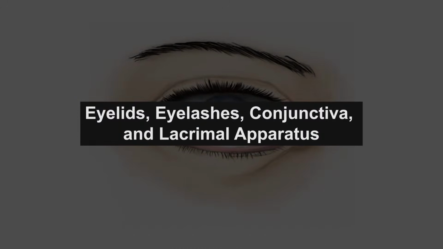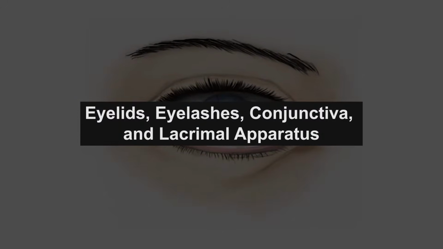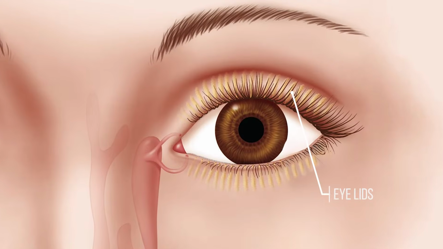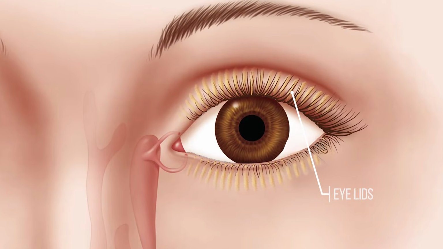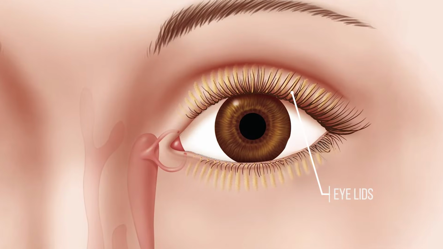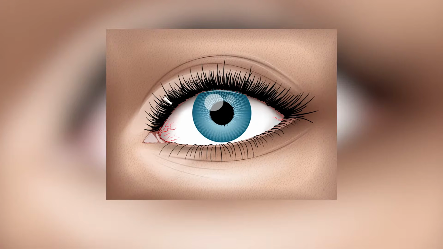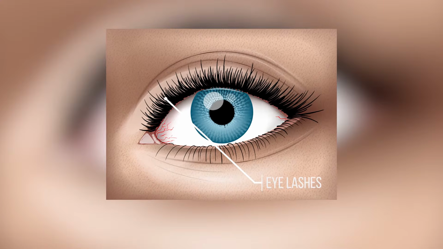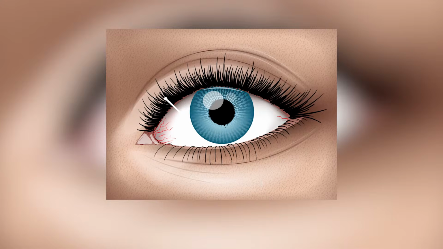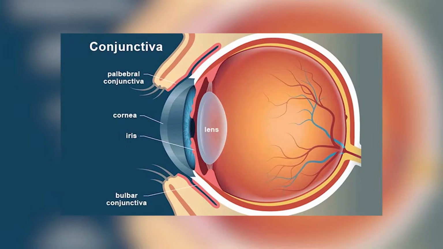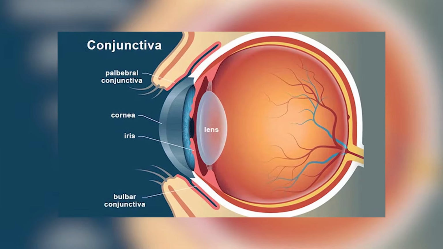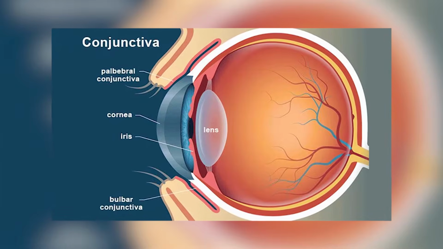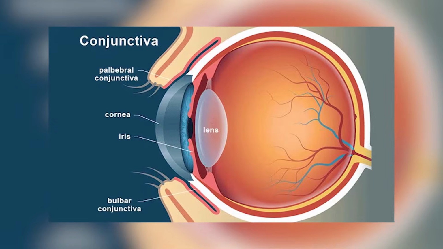Eyelids, eyelashes, conjunctiva, and lacrimal apparatus. The eyelids are movable structures that protect the eyeball from mechanical injury and serve to spread the tear film uniformly across the eye during blinking. Eyelashes act as a first line of defense, trapping dust and small particles before they can reach the eye's delicate surface. The conjunctiva, a thin and transparent membrane that covers the sclera and lines the inside of the eyelids, plays a vital role in lubrication and infection prevention.